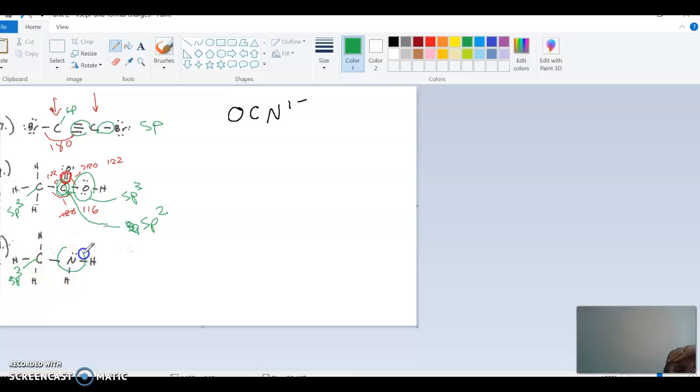And then this nitrogen here has 4 things around it: 3 bonding things and a lone pair, that makes it sp3.